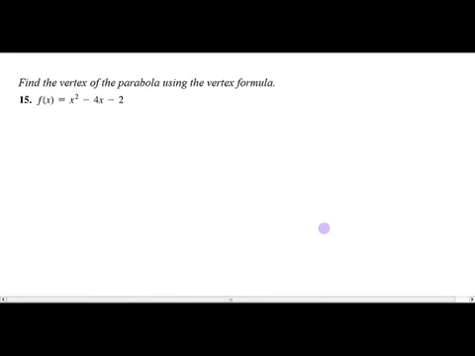Let's find the vertex of the parabola using the vertex formula. First, let's find the x. Remember that x is negative b over 2a. So our a is 1, b is negative 4, and c is negative 2. A, b, and c are the coefficients of that equation when the equation is in descending order. So we'll have a positive 4 over 2 times a, which is 2, and that gives us 2. So we have the x part of the vertex.